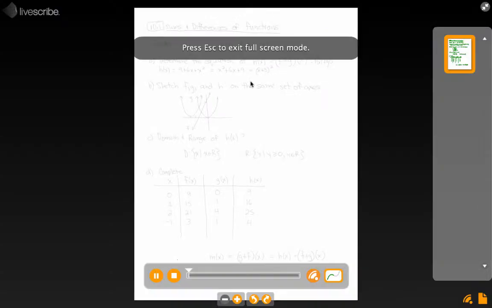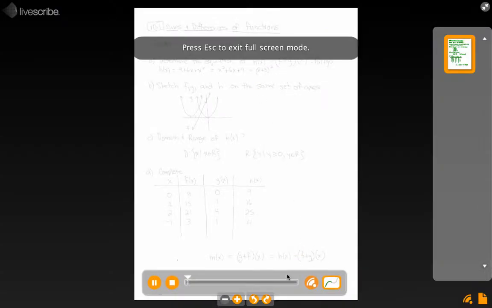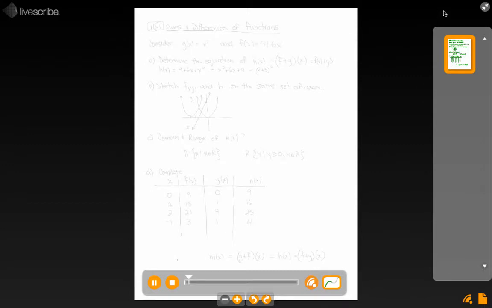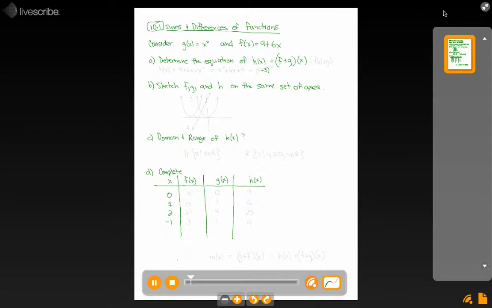This example comes out of section 10.1, the beginnings of chapter 10, function operations. This is about sums and differences of functions. So in this first example, we're given a couple of functions here. g of x equals x squared, and f of x equals 9 plus 6x. Hopefully you have some sense of what those two functions themselves would look like.